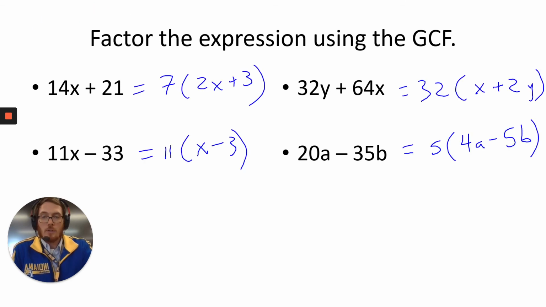Here are the 4 answers for these questions. Most common mistakes, putting a minus sign versus a plus sign. So you want to make sure you keep track of that. Also, maybe you only took a 2 out of this one, but you should have taken a 32 out of it because they're both divisible by 32. And remember, GCF questions typically on the inside of parentheses should always be whole numbers and integers, not necessarily decimals on that inside portion of the parentheses.